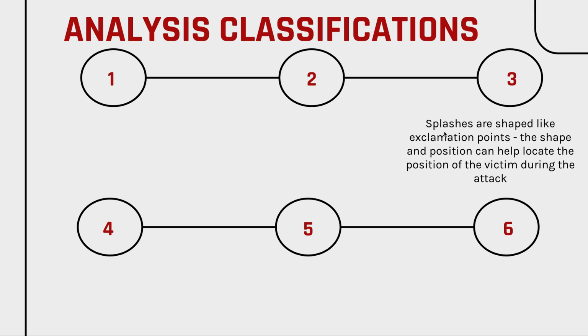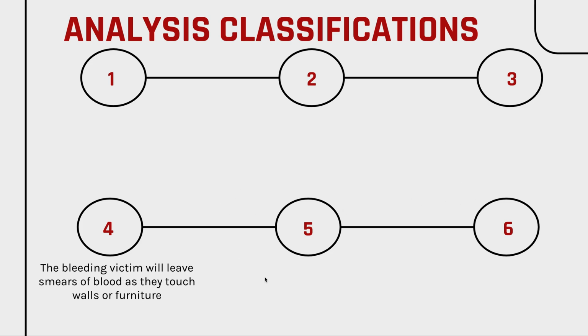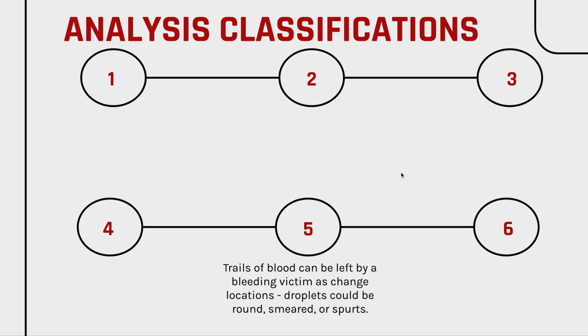For example, splashes and slashes are shaped like exclamation points, and the shape and position can help locate the position of the victim during the attack. The bleeding victim will leave smears of blood as they touch walls or furniture, so you can use that to establish a sequence of events. Trails of blood can also be left by a bleeding victim as they change location. Droplets could be round, smeared, or spurts, depending on the type of wound that was inflicted.